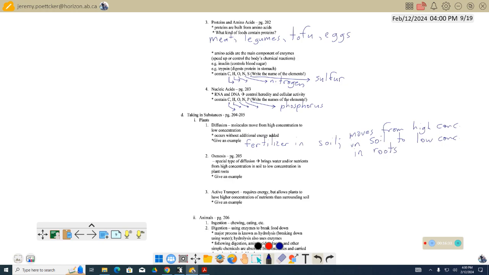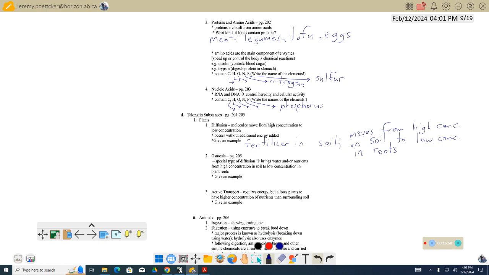Osmosis is a special type of diffusion. It brings water and or nutrients from high concentration in soil to low concentration in the plant roots. So again, this is a special kind of diffusion, just moving water from where there's lots to where there's less. So again, I water my plant, the same idea here, it moves from where there's lots in the soil to where there's less in the plant. Okay, there's my example.